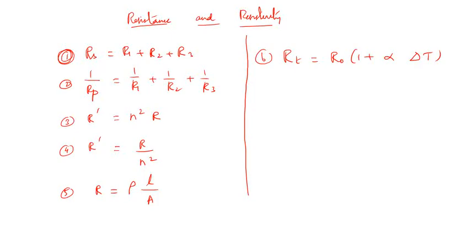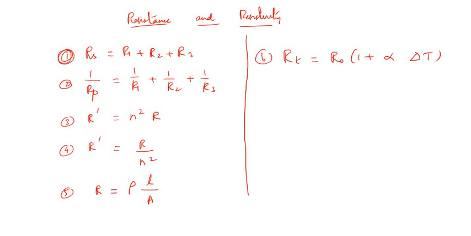R dash is equal to N square R, that is for when a wire is stretched, pulled and extended. For that, what is the new resistance? That is the formula. The next one is R dash is equal to R by N square, that is when a wire is cut and connected in parallel. Effective resistance is R dash equal to R by N square.